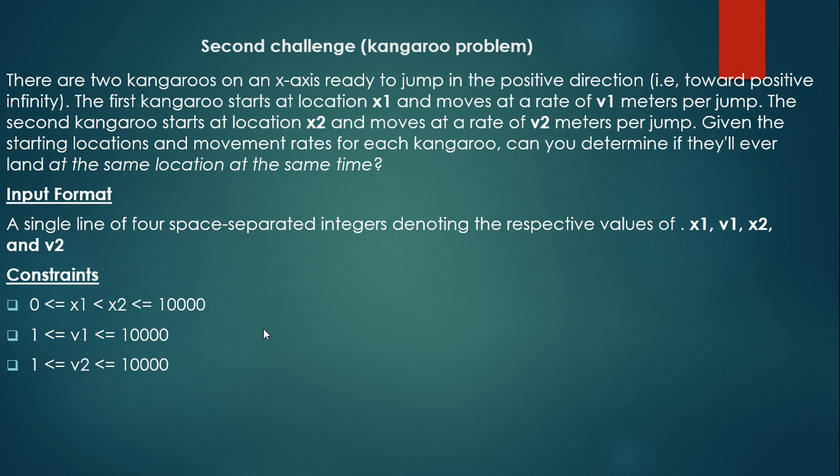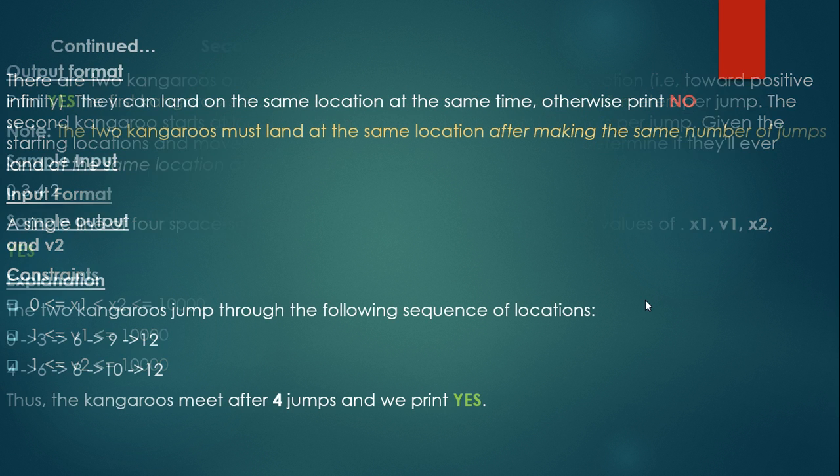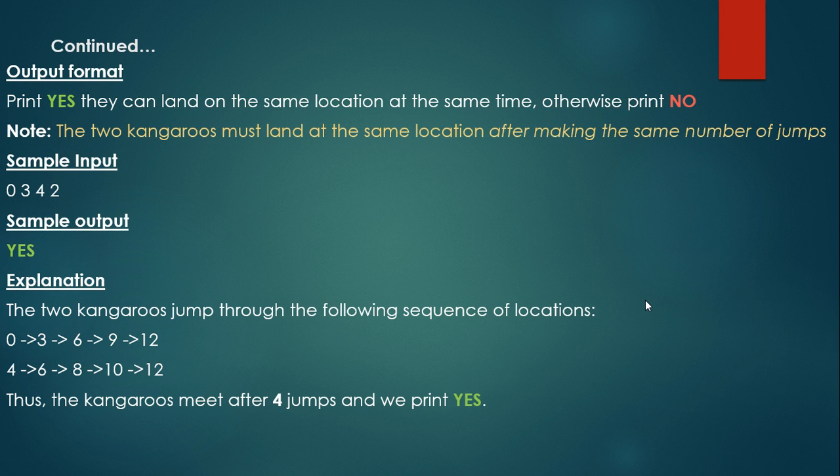So here we are going to have our velocity and then our location that we start from. So basically the input is a single line of four space separated integers denoting respective values of x1, v1, x2 and v2. These are the constraints. The constraints, as we said in the first one, mean x1 and x2 are within this range, and then v1 is within this range, v2 is within this range as well. Then we move to our output formats.